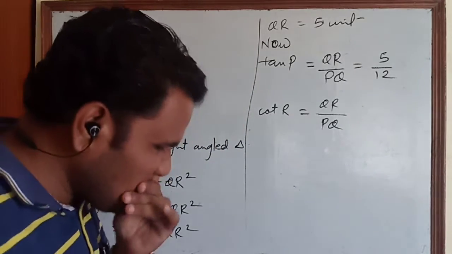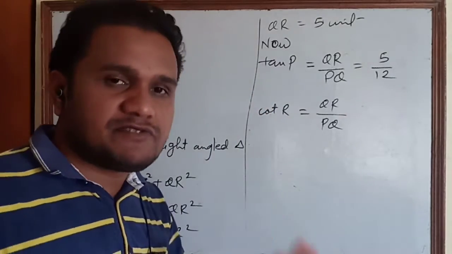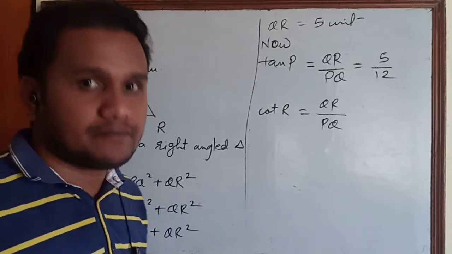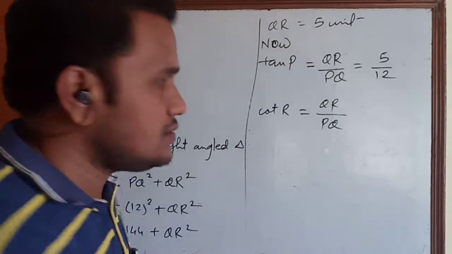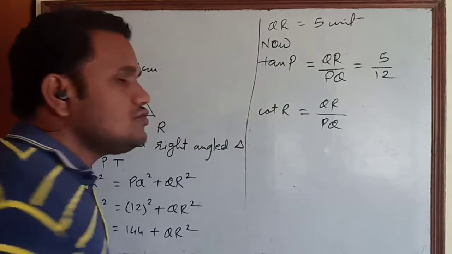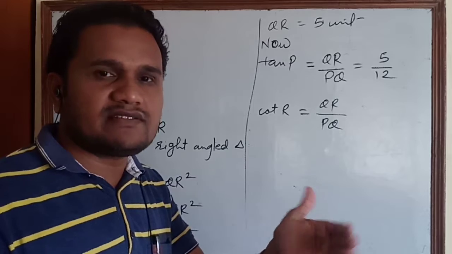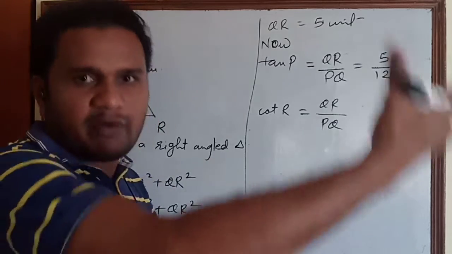Here we have to find the subtraction of tan P minus cot R. That's why the ratios are same, because tan P is equal to cot R. I will discuss these ratios. Tan 90 minus theta is equal to cot theta. These are the different ratios which we are going to discuss in upcoming lectures.